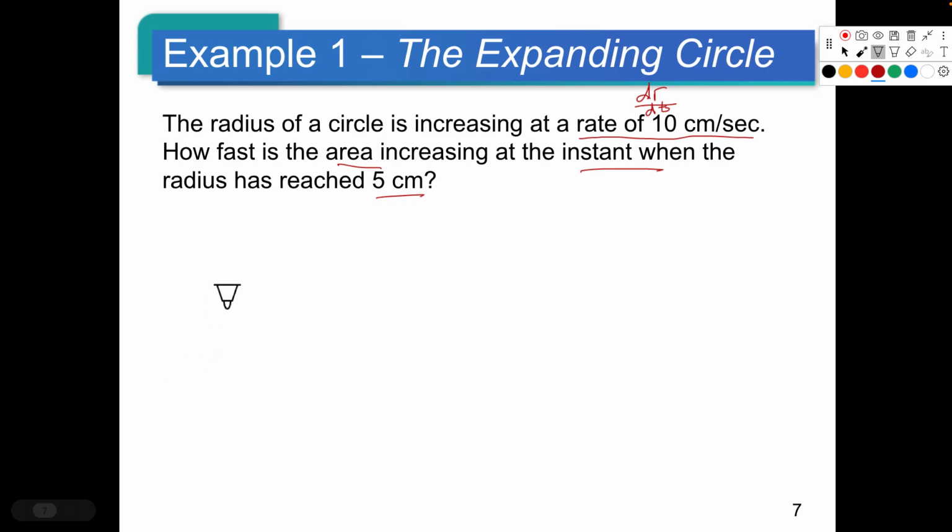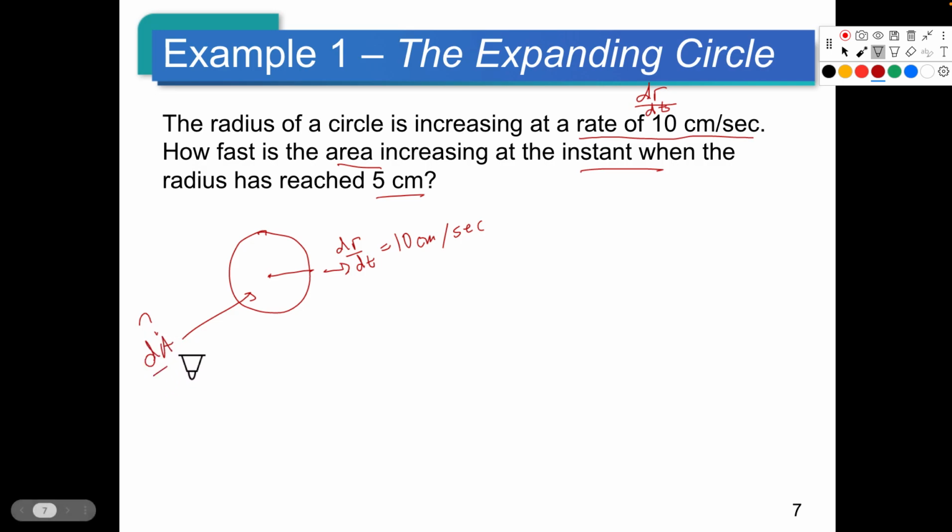So we draw a picture, okay? Got a radius of a circle, so here's my circle. Here's my radius. The radius is increasing, so maybe I just show that it's going to get bigger. The radius is getting bigger, and I'll say that's a rate, dr/dt equals 10 centimeters per second. Okay, so that's what's happening. The question is how fast is the area increasing?